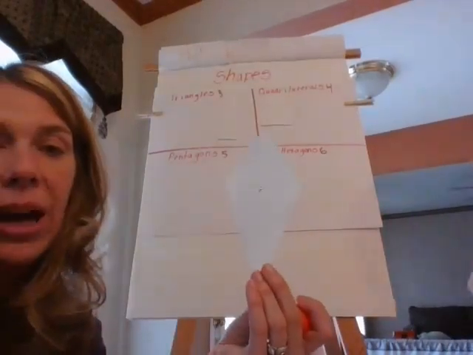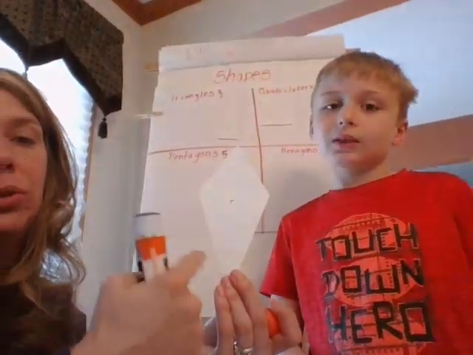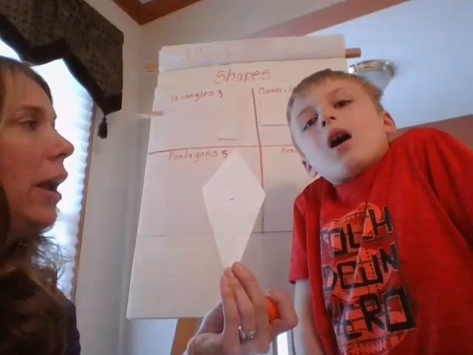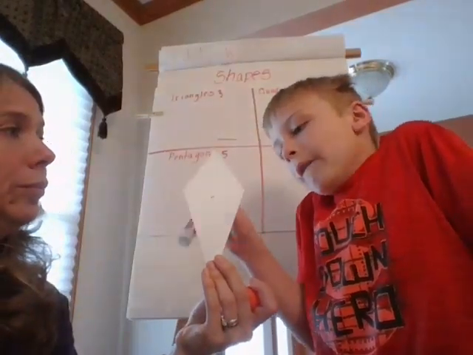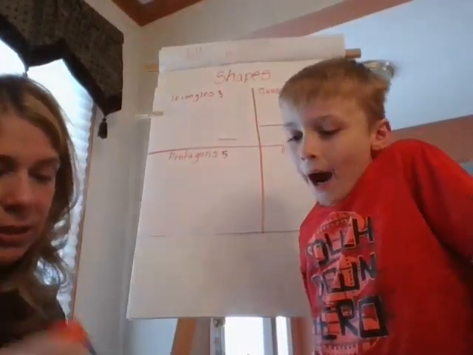Our next shape is a kite. It has 1, 2, 3, 4 sides. How many angles? 1, 2, 3, 4. And how many vertices? 4.